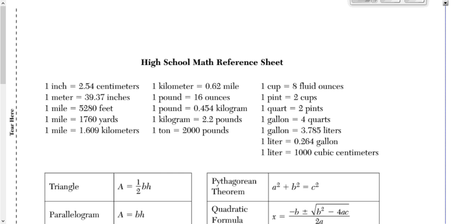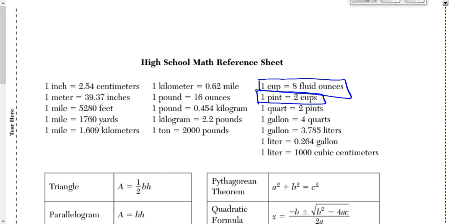Do you see anything here with pints in it? 1 pint equals 2 cups. Okay, but I want pints to ounces, right? Do they give us pints and ounces? Okay, they give us 1 pint to 2 cups, right? And 1 cup is 8 fluid ounces. So they don't give us directly from pints to ounces.